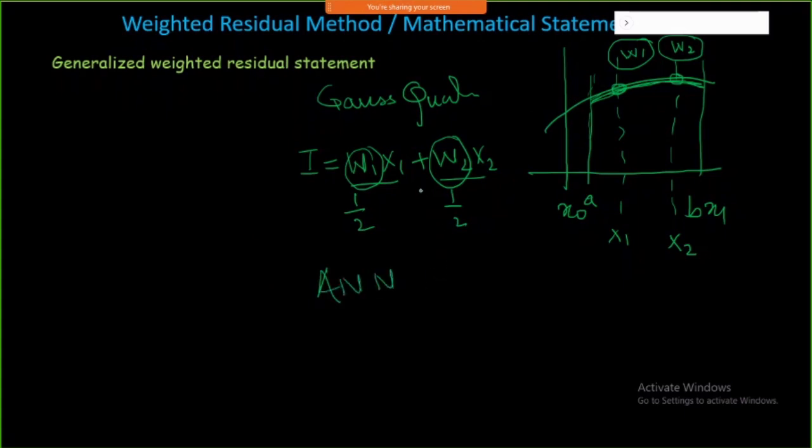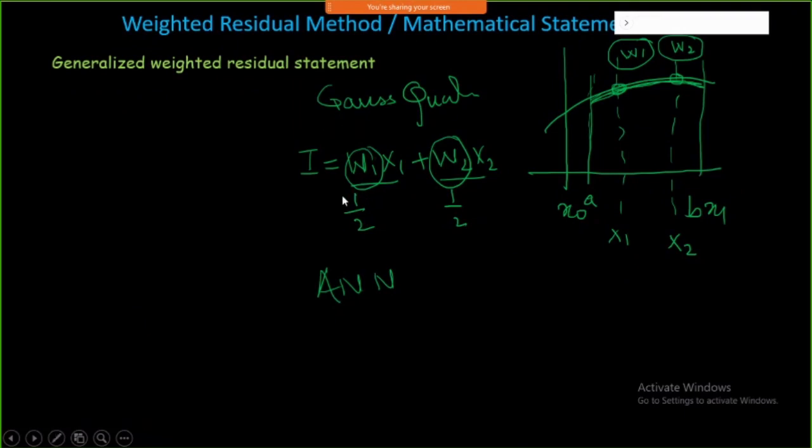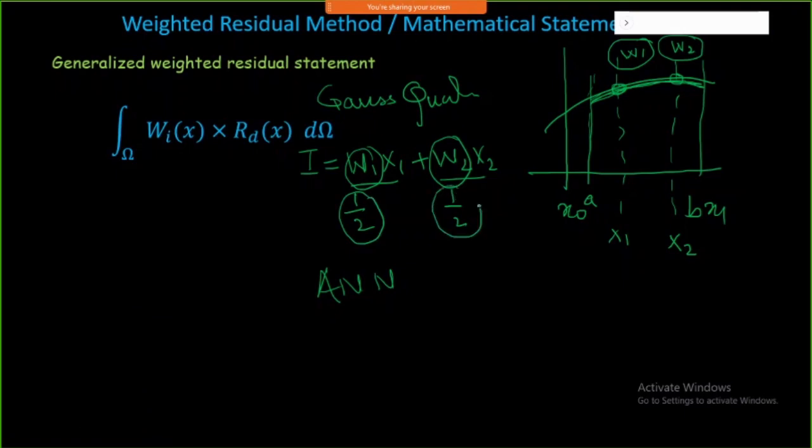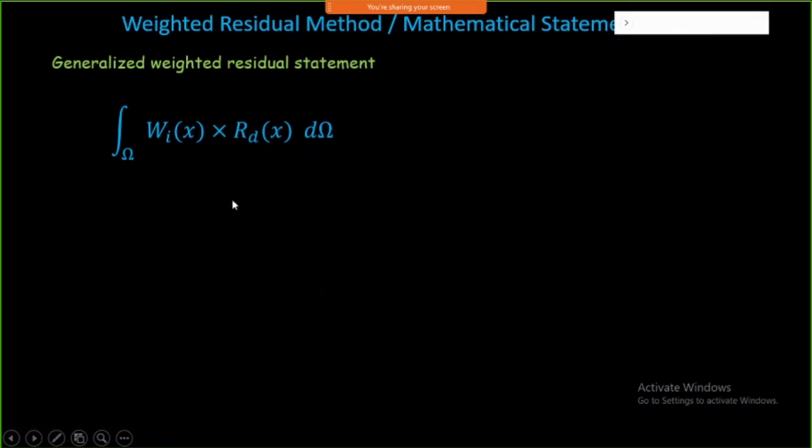The same is there in the weighted residual technique. In the weighted residual technique, here only these are numbers. Typically, this is a single number that is assumed, and that is what is called a Gauss quadrature. You know these w1, w2 are fixed numbers, but in the generalized weighted residual statement, these are not numbers. This is nothing but my function. It is not a single number.